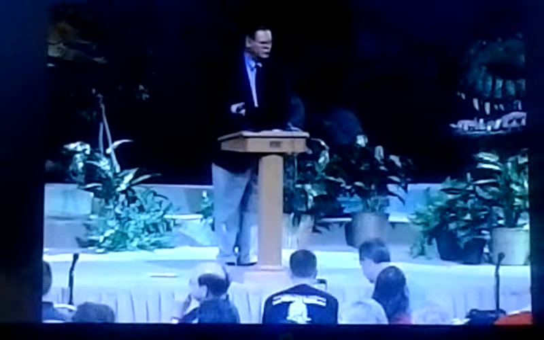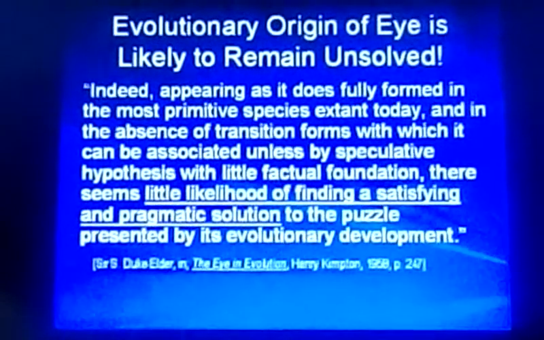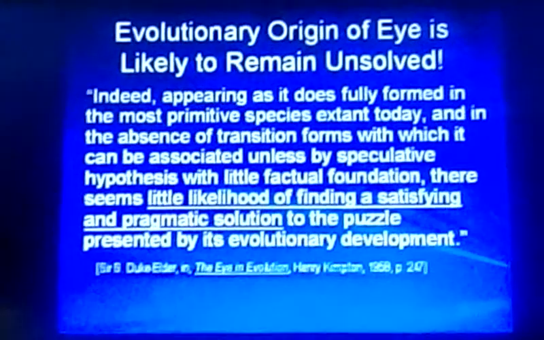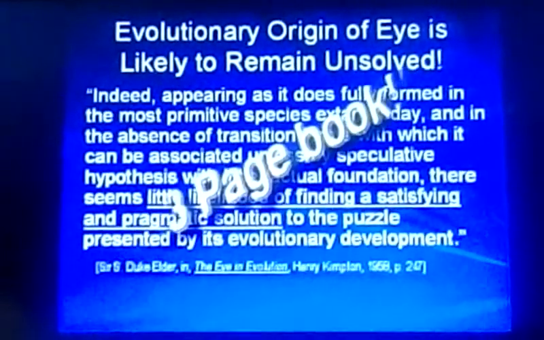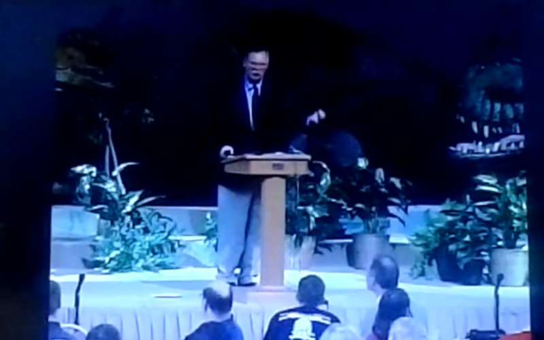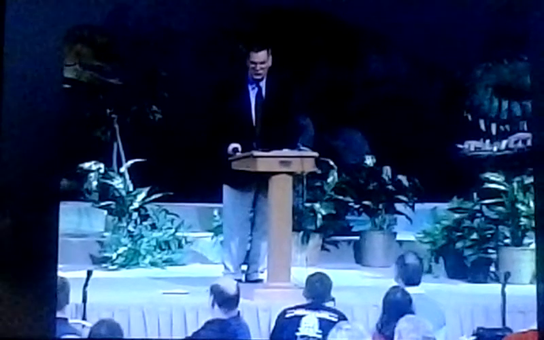I wouldn't have even brought this up, except he goes further than that. He says not only is it unsolved, but assuming you don't want to get involved with a lot of useless speculation, it seems little likelihood that we'll ever find a solution. So you got the picture? He says we don't know anything about the origin of the eye, point one. Point two, he doesn't think we're ever going to know anything about the evolution of the eye. This is amazing. Did I forget to tell you that this book is 843 pages long? 843 pages to say we know nothing, we never will know nothing about the eye. Now, I'm pretty long-winded. I'd have gotten this across in 600-700 pages easy.